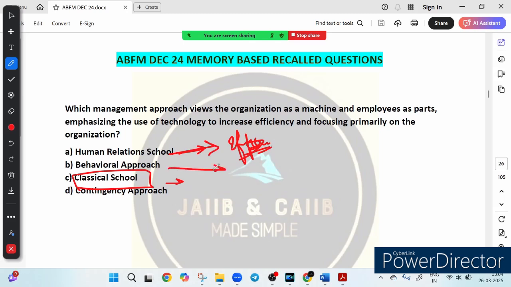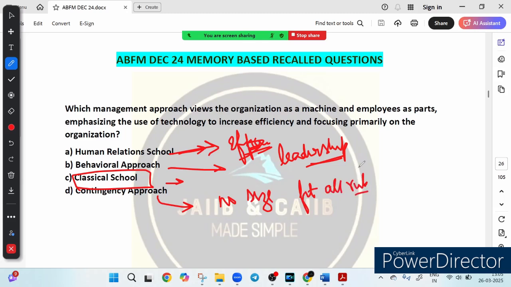And the second thing we have is the behavioral approach. It studies leadership, psychology and human behavior. And what about the contingency approach? It says there is no one-size-fits-all rule, right? Management depends on the situation, right? So that is the option.